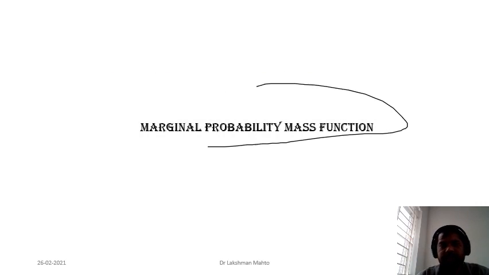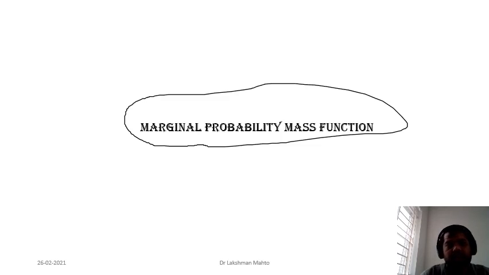What is that? If you are having random variables X and Y with respect to a given random experiment, then just finding the probability mass function of X only. That means finding the probability mass function of any random variable in isolation leads to the marginal probability mass function. So that kind of concept I will discuss.